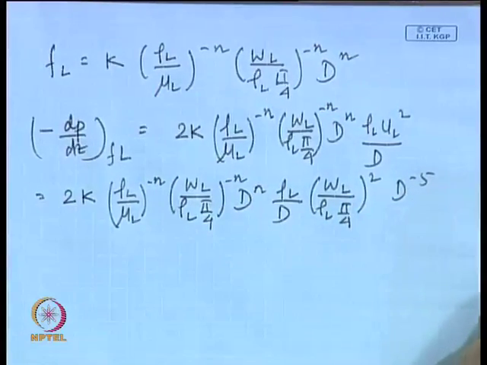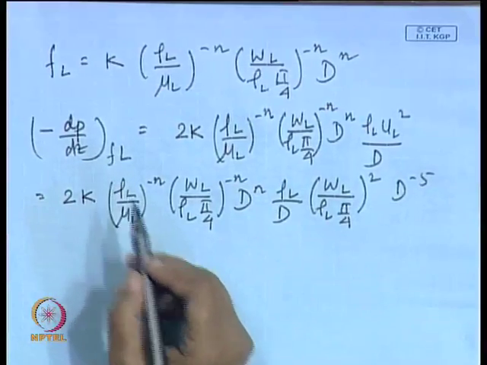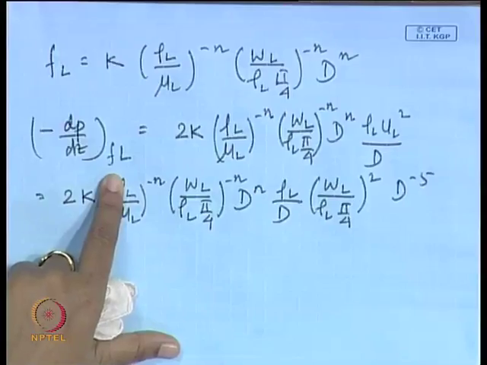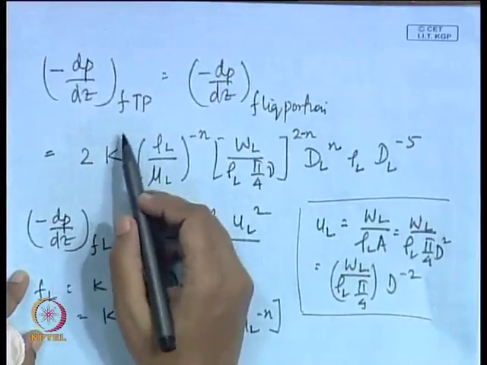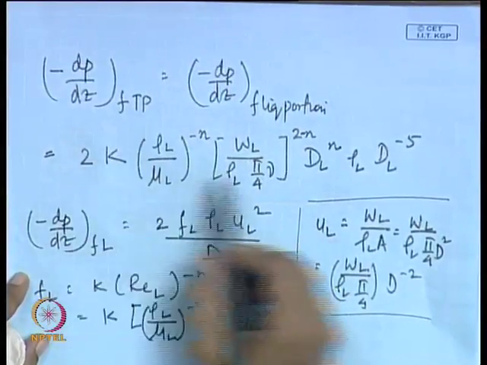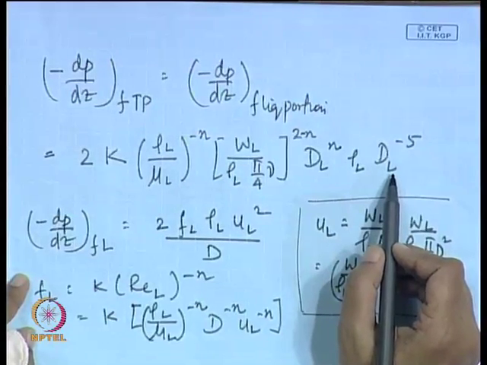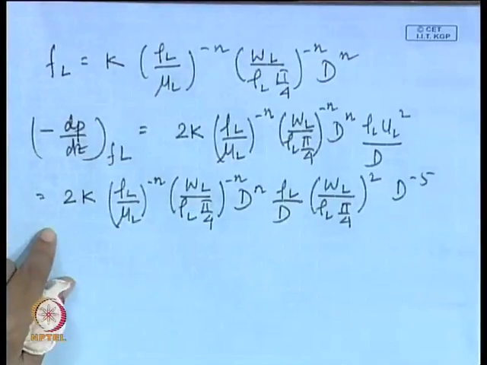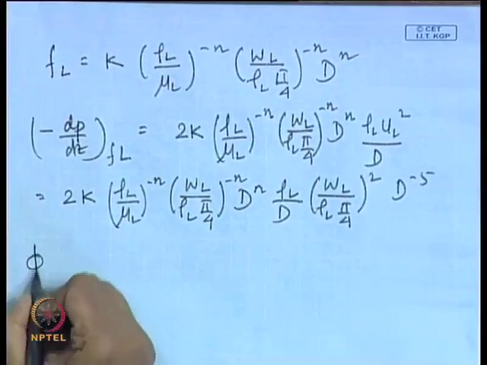So, this is the final form of the frictional pressure gradient. This is the final form for the frictional pressure gradient, and this was the final form for the two phase frictional pressure gradient, or the frictional pressure gradient in the liquid portion. If we divide one by the other, we are going to get phi L square. Just divide it and see what you get.